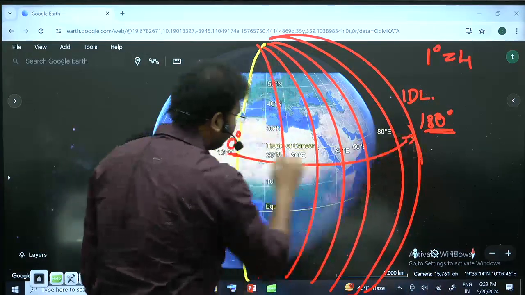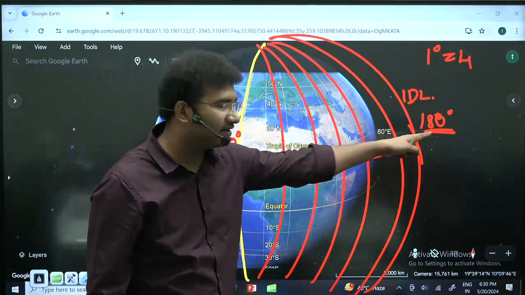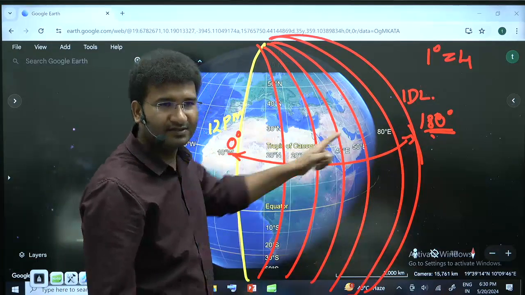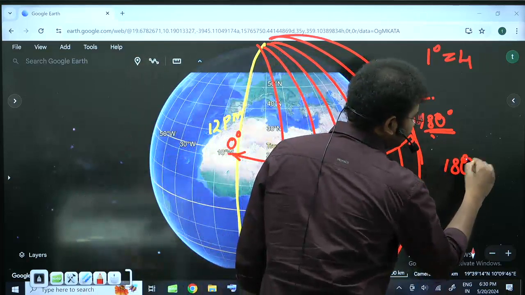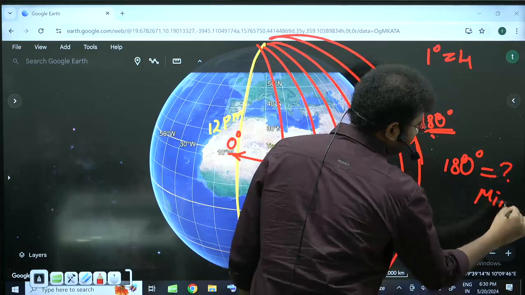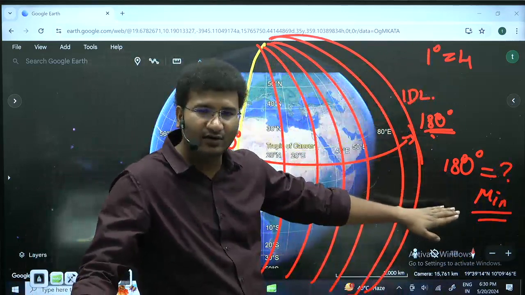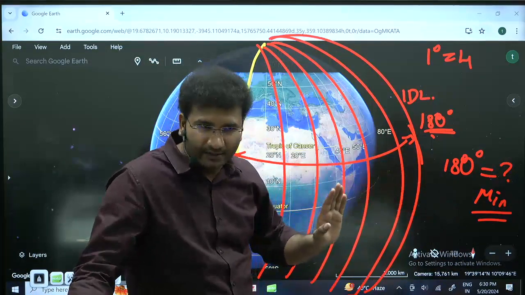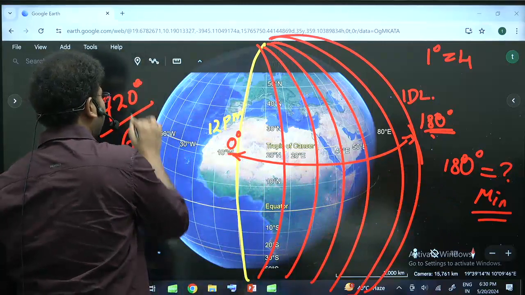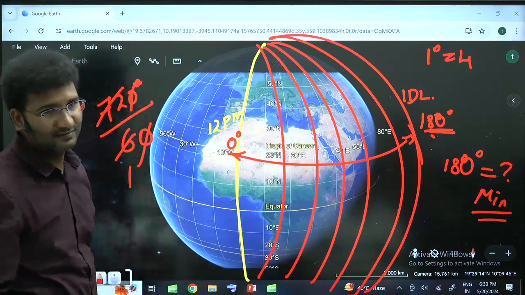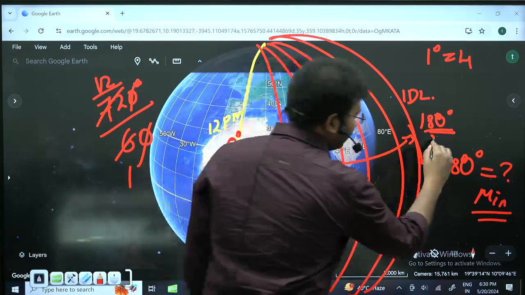The difference between these two is how many degrees? कितने degrees का difference है? ये 180 degree है, ये 0 degree है. What is the difference between the degrees? 180? Now 180 degrees is equal to how many minutes? 1 degree is equal to 4 minutes. So 180 degrees is equal to how many minutes? 720 minutes. 720 minutes divided by 60. How much? 12. यहाँ 12 hours का फर्क है ना?